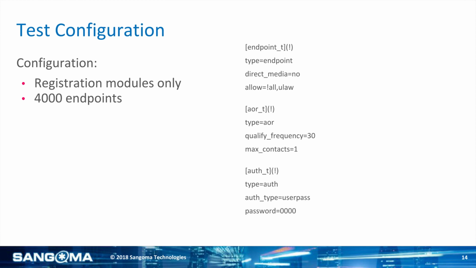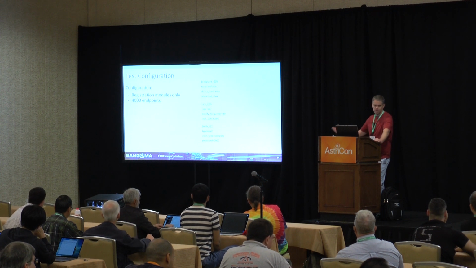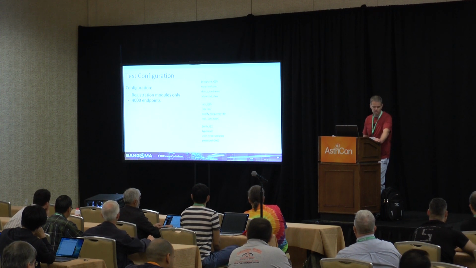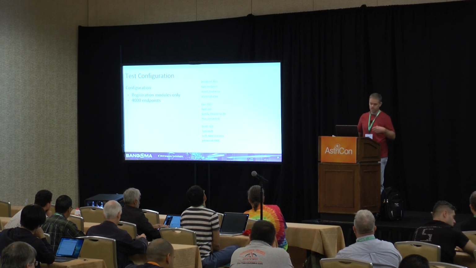So anyway, here's a sample configuration for pjsip.conf. Those are the templates we used. And then we basically created 3,000, 4,000 endpoints, I think, out of that. And we loaded 4,000, I got it up there. And then we would dynamically register those things.